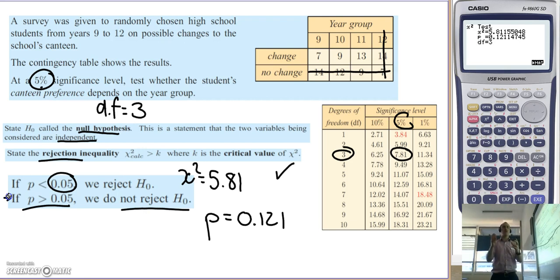So that's how you use your data, the tables. You'll normally be given your critical value, but that is how you would calculate your solutions.